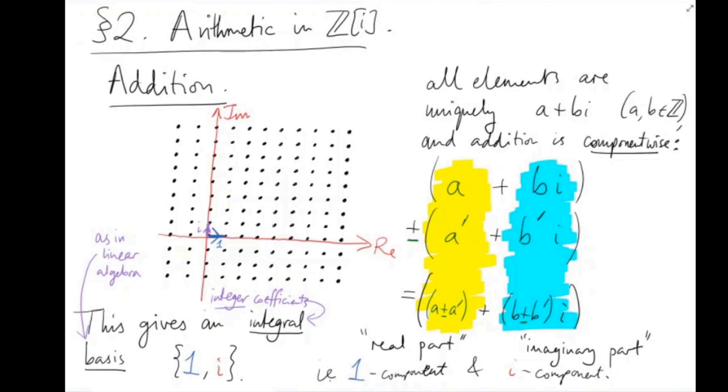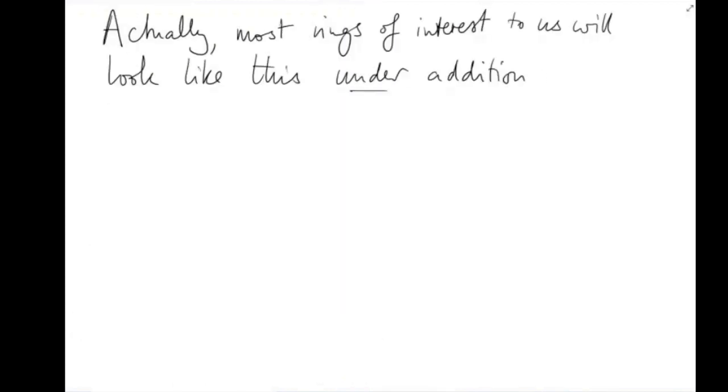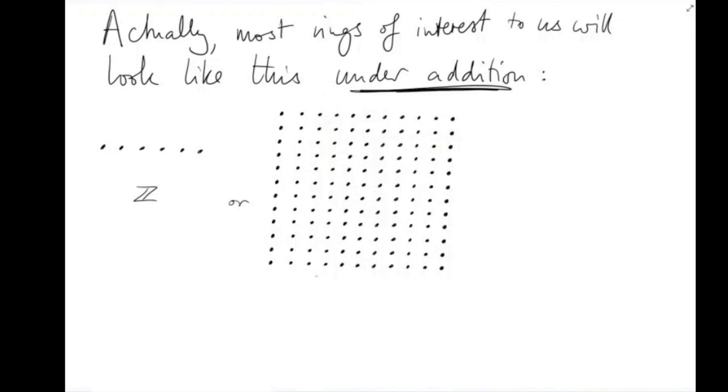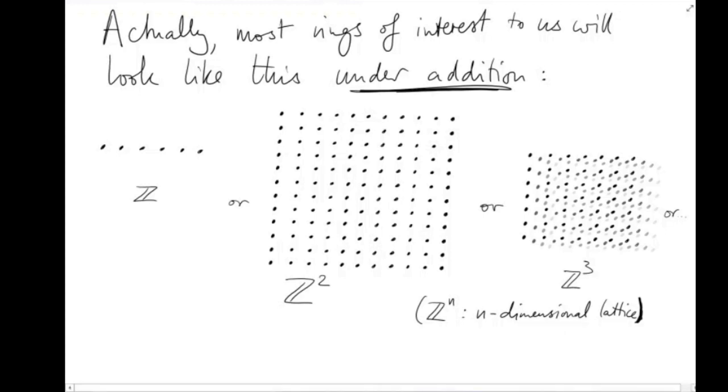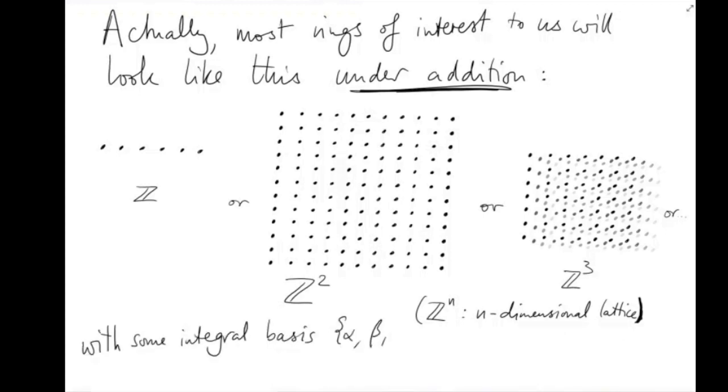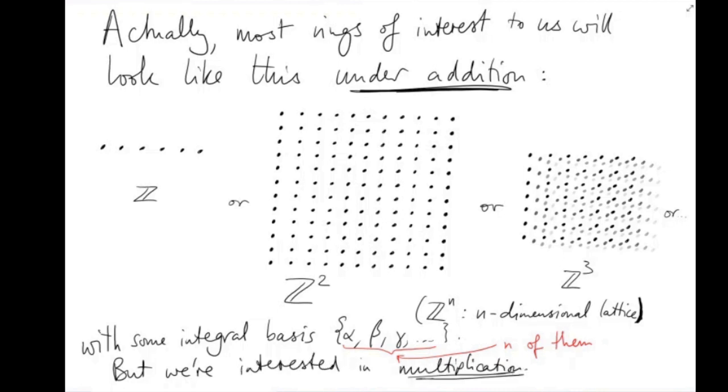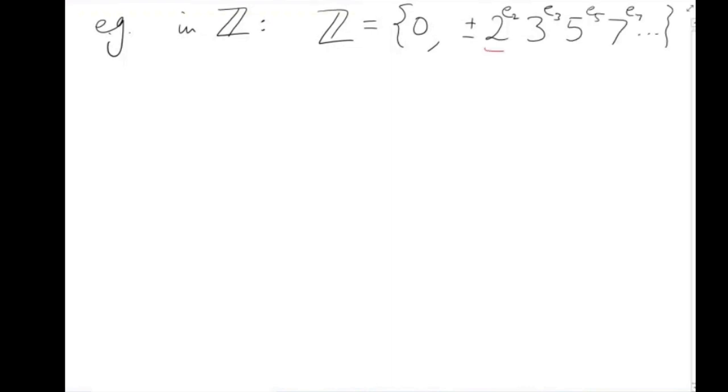In some sense, all the rings of interest to us act like this under addition. They will all just look like copies of Z^n, in other words, n-dimensional lattices. And while it's not always easy to write down integral bases for them, integral bases do always exist. So there's not much to say about addition. As I said in my last video, what we're interested in is multiplication. Non-zero integers over Z can be written as plus or minus some 2's times some 3's times some 5's, and so on, as long as we only multiply finitely many things together.